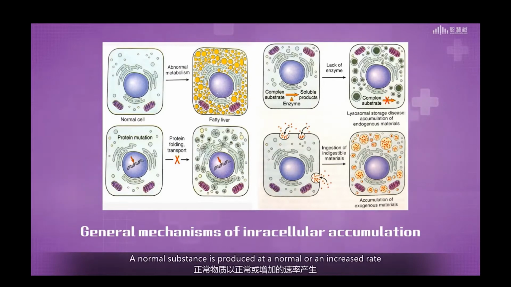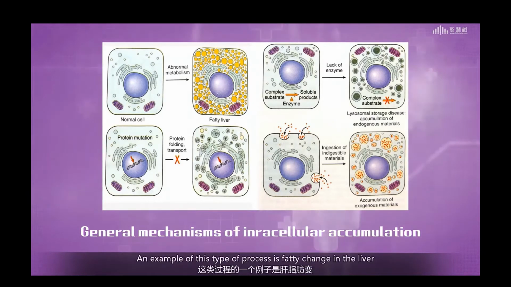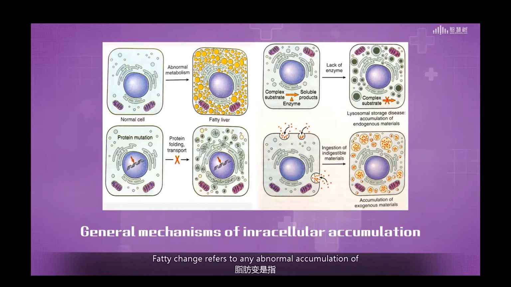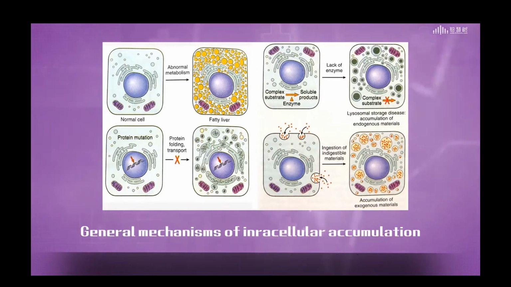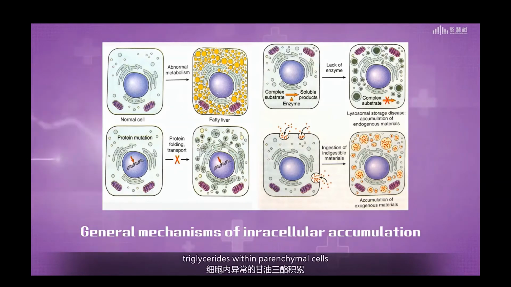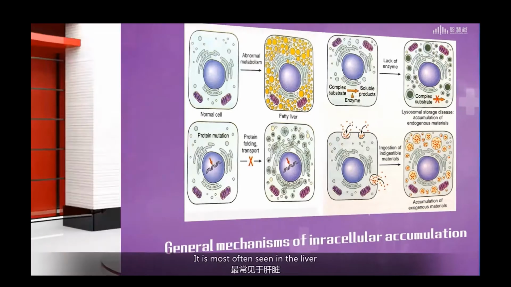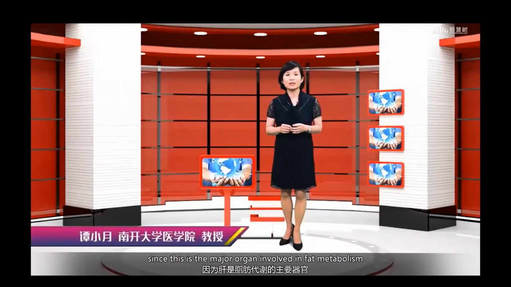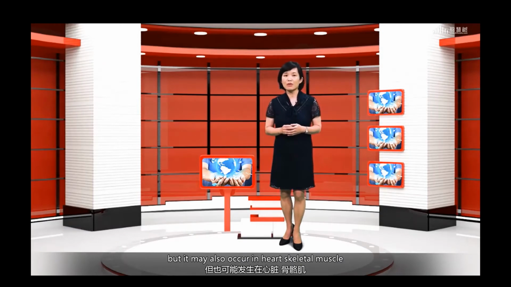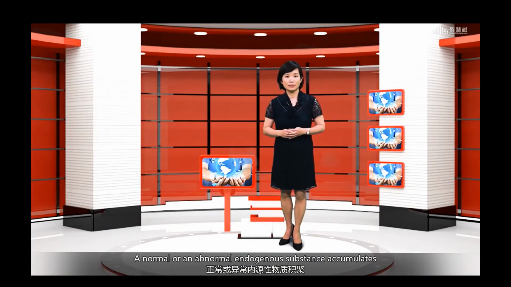First, a normal substance is produced at a normal or an increased rate, but the metabolic rate is inadequate to remove it. An example of this type of process is fatty change in the liver. Fatty change refers to any abnormal accumulation of triglyceride within parenchymal cells. It is most often seen in the liver, since this is the major organ involved in fat metabolism, but it may also occur in heart, skeletal muscle, kidney, and other organs.